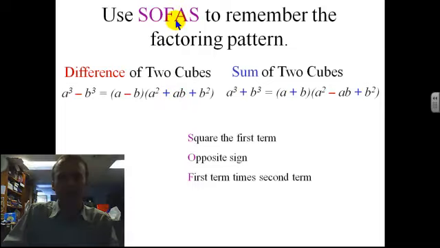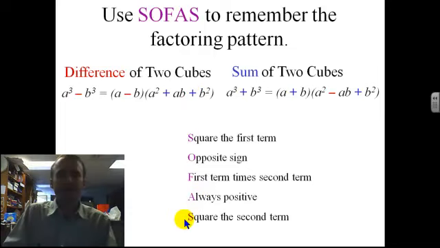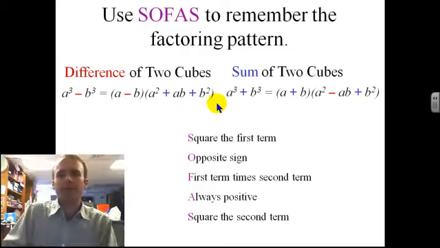Now we're at A. A is for always positive. Notice that this sign is always positive. So my last sign in my trinomial is always positive. And the last one, S, this stands for square the second term. So here's my second term, and I'm squaring it.